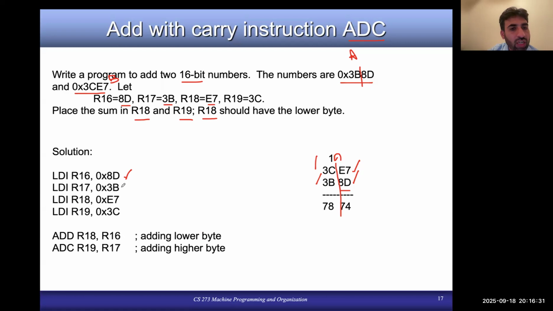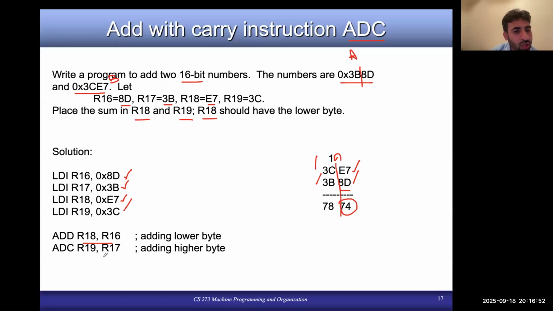The lower half of A is loaded into R16, the upper half into R17, the lower half of B is loaded into R18, and the upper half into R19. And then we say first add the lower half. We are doing only this part first, this one, 7, 4. So after adding, we get the result in R18, but we also get the carry.